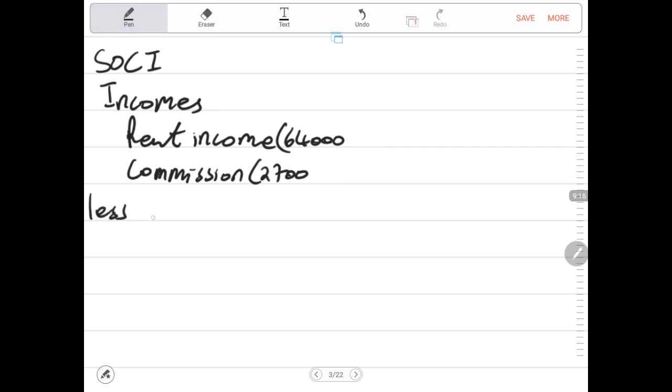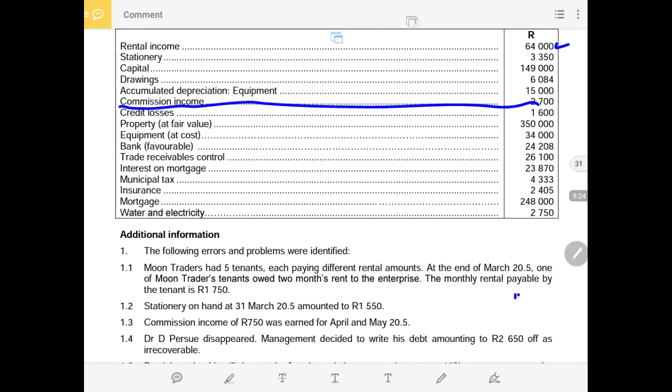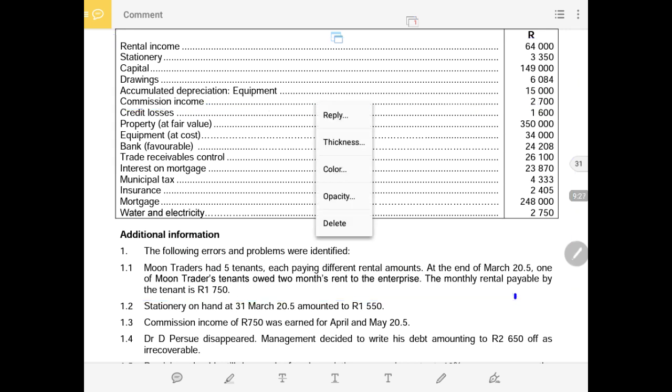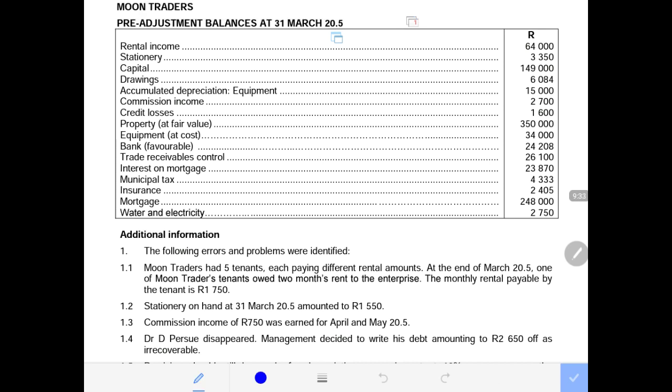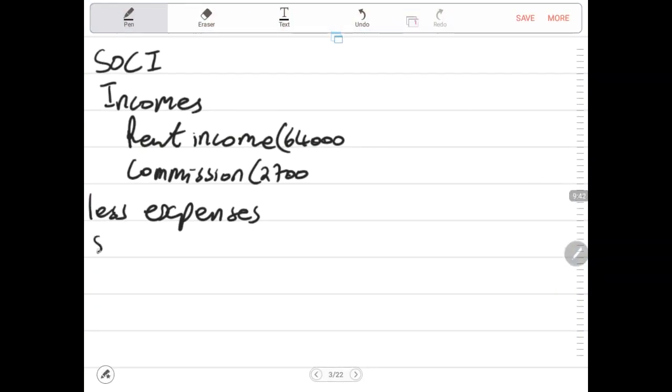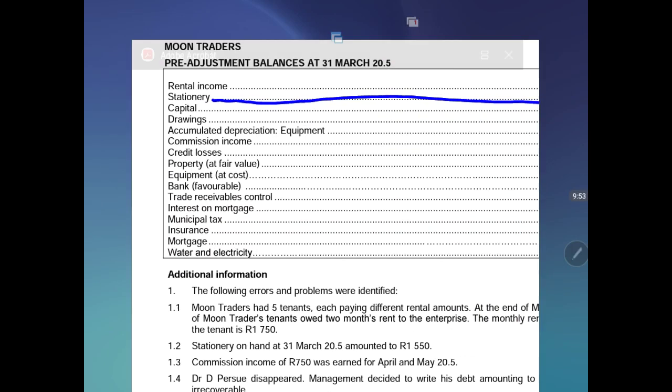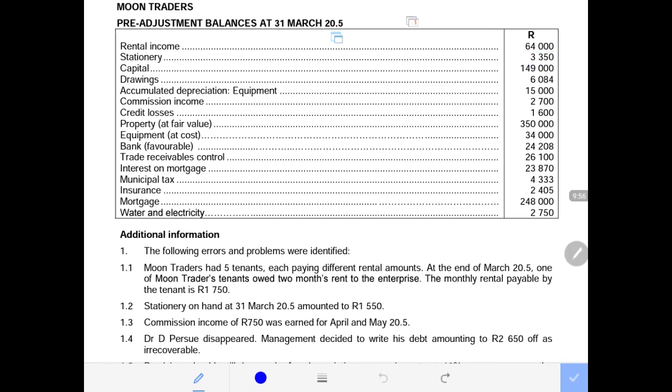Then after that I say less expenses. Remember this business is a service entity, less expenses. Then I look at all the expenses. Now it's very important that you must know which accounts are expenses. And once again, I do have notes that can show you some examples of the expenses. Stationery of 3,350. I will still explain stationery very well because there is a necessity to explain the account of stationery.